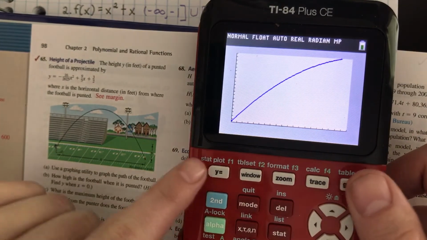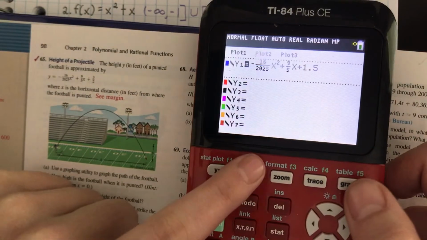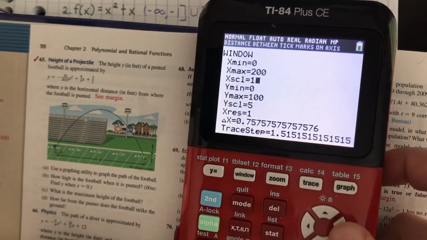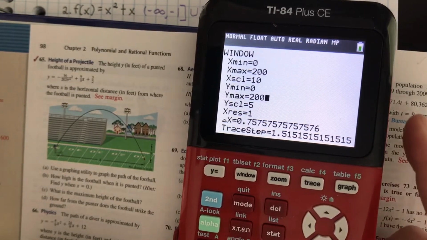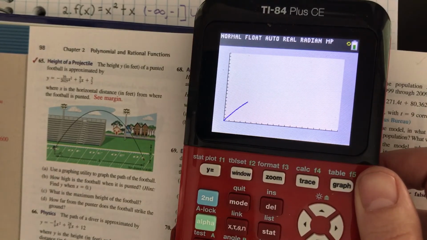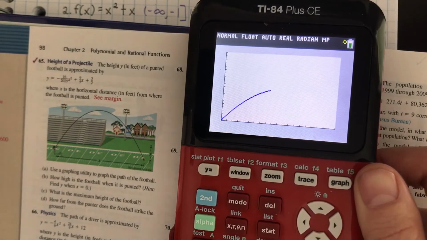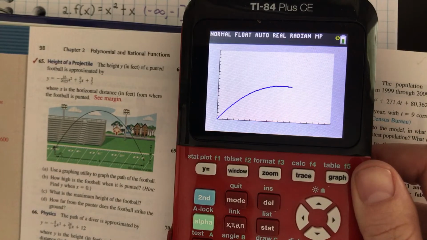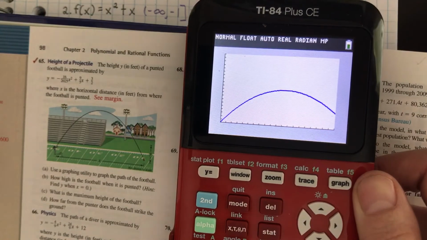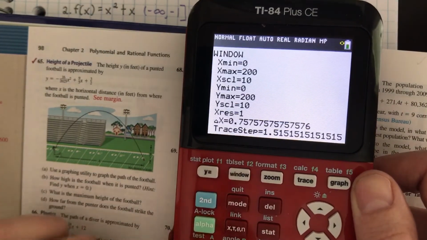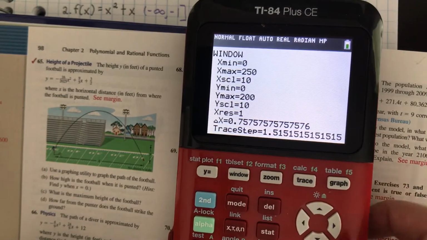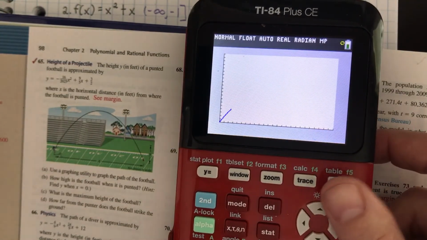Okay, so still not enough. Oops. So I'm going to double this, 200. I'm going to double this, double this, and double that. Looking a lot better. Okay, now I'm going to adjust just a little. I'm going to adjust this to 250. See what that does for me.